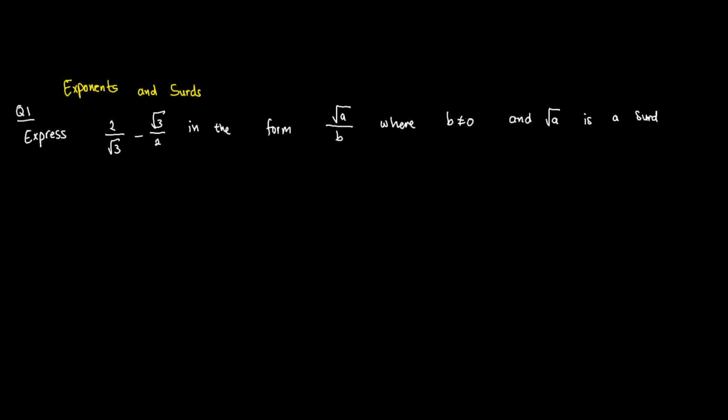Okay, so I assume you have worked out the solution, and your final answer should be the square root of something over b. Of course, b cannot be 0. Whatever your answer is, pretty sure b cannot be 0. Now let's look into this. We have 2 over the square root of 3 minus the square root of 3 over 2. I wanted to start off with this example because this example deals with rationalizing the denominator.